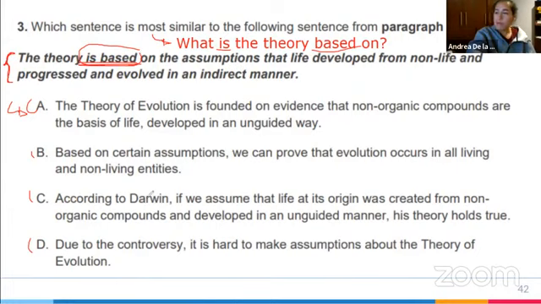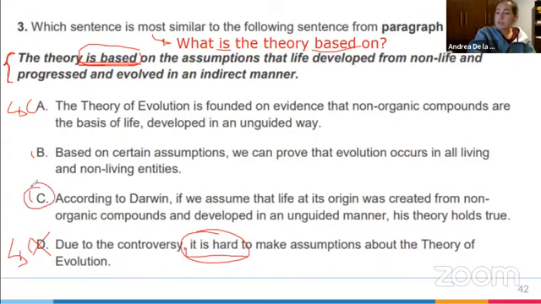Okay? So if we take a look at the options, for example, option D says, due to the controversy, it is hard to make assumptions about the theory of evolution. This is completely different, right? Option D is about whether it's hard or not to make assumptions. So the question is not, is it hard to make assumptions? No, this is not the question, right? The question is, what is the theory based on? And option D is not answering that question. Option D is not really showing what the theory is based on.